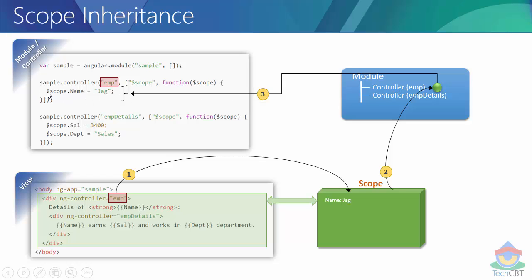In this scenario, all I have is just one statement, which is nothing but I am trying to create a new property called name for the scope object. So the moment we say it is a new property and a particular value jag is to be assigned to this scope object, you can see the scope is now having a property and a value, exactly the way we have defined here. So that is part of the third step.